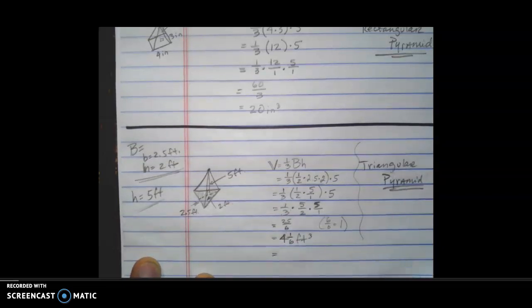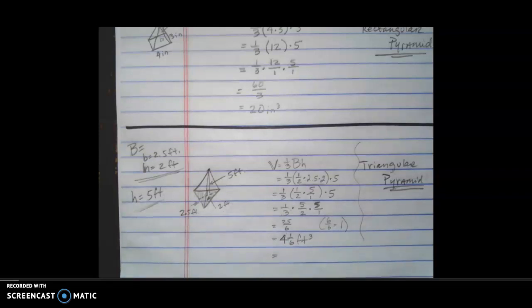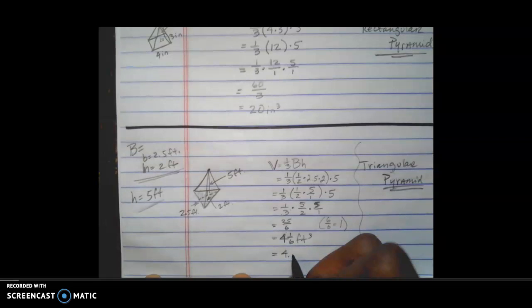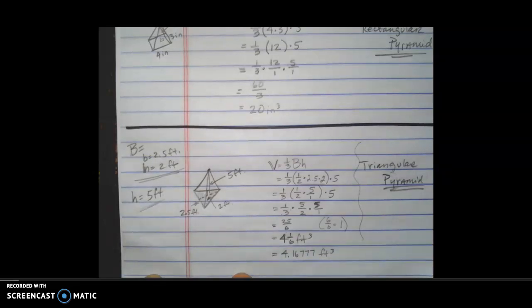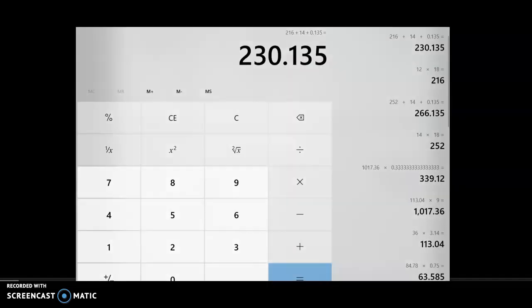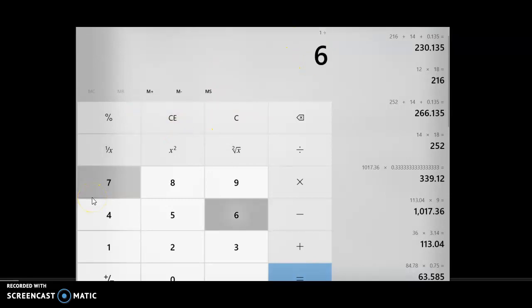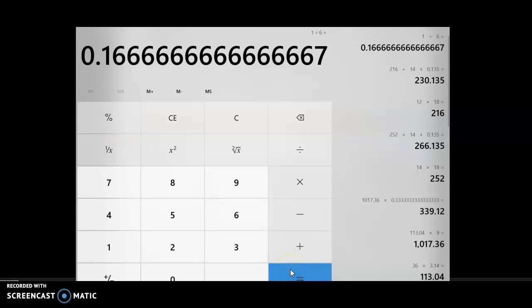Now I just said also that we can go ahead and approximate this as a decimal. When I approximate this as a decimal, it becomes 4.16777 feet cubed. And what I want to do is go ahead and confirm that. I'm going to pull up my handy dandy trusty calculator that I've done all my calculations on. Clear our history. So 1 divided by 6, I know is going to be equal to, yes, a little bit of an error there.